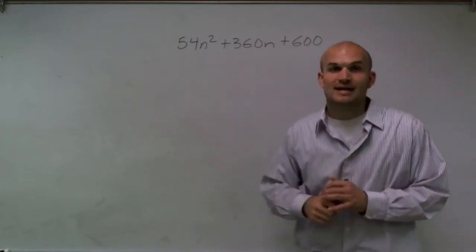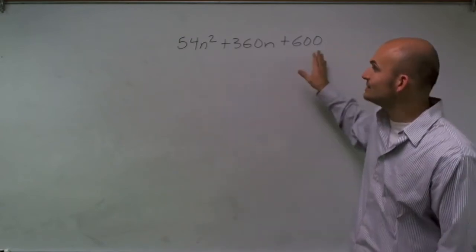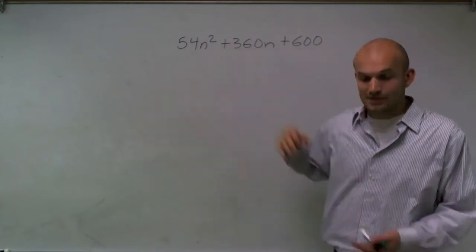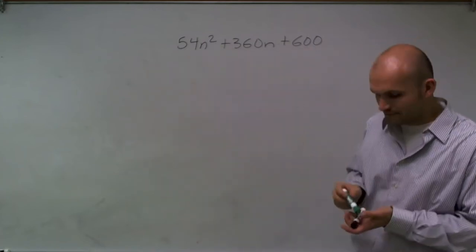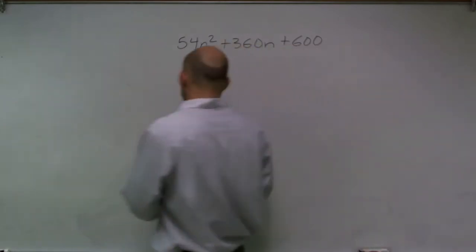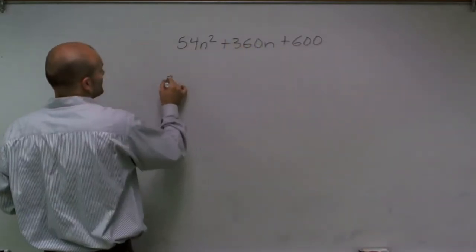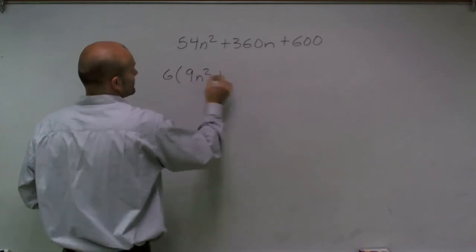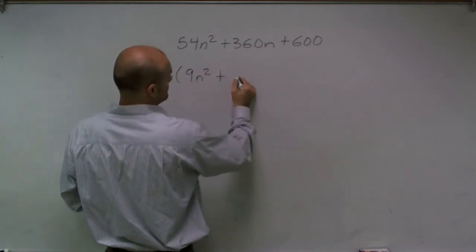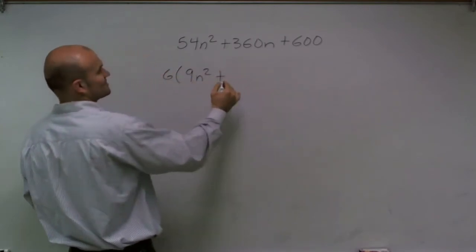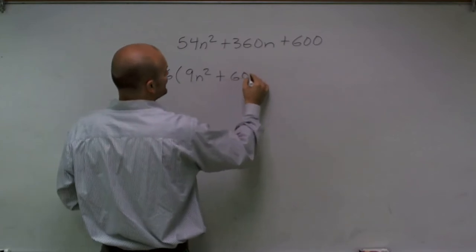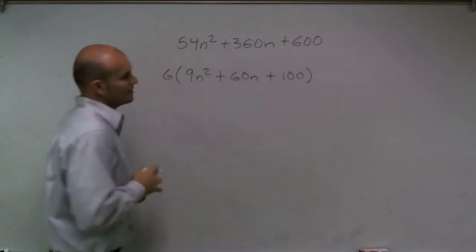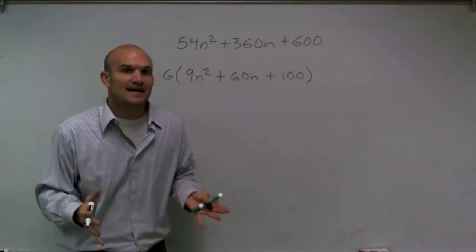And I ended up getting that answer to be 6. So I can evenly divide 6 into all 3 of these, but that's going to be the largest number that I can do that with. So what I'll do is I'm going to factor out a 6. And when I do that, I'm left with 9n squared plus 60n plus 100.